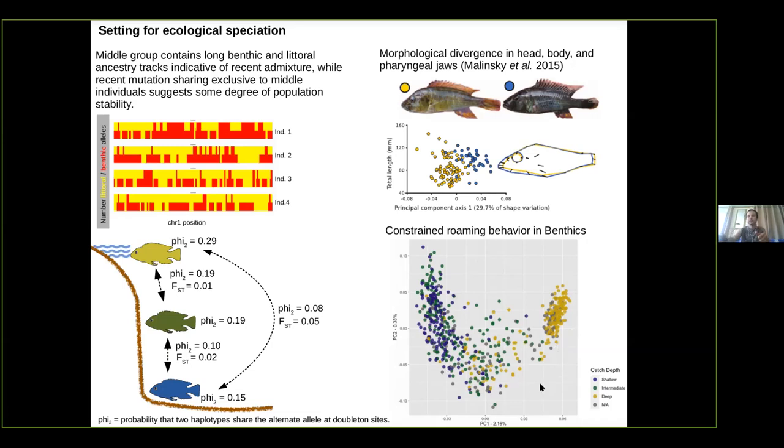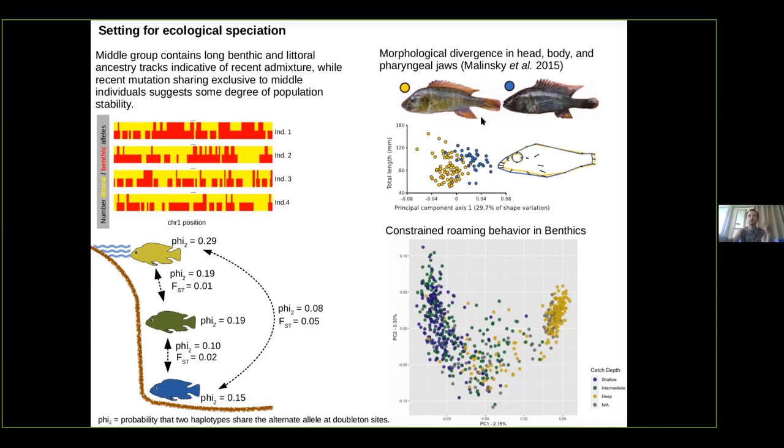So what it's basically showing, these are the genetically benthic. They form a very distinct cluster. And then there's this littoral group. And basically what you can take away from this is that the benthics have a much more constrained roaming behavior. They stay deep. And structure-wise, I've started to look at kind of demographically what's going on in Masoko.